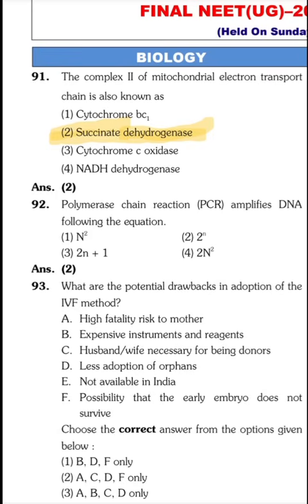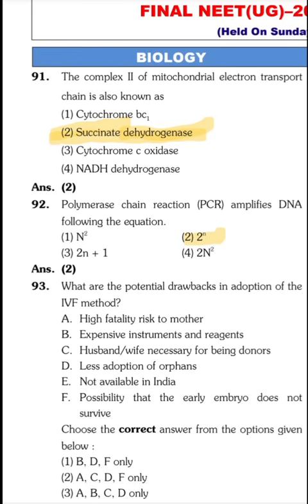The next one is the polymerase chain reaction amplifies DNA following the equation. So which equation are they following? It is 2 to the power of n that is the correct answer. After every polymerase chain reaction cycle it doubles up, so it is increasing in exponential order. If you look at it, 30 cycles of polymerase chain reaction produce approximately 1 million copies of DNA. This point you can read in the chapter of biotechnology.